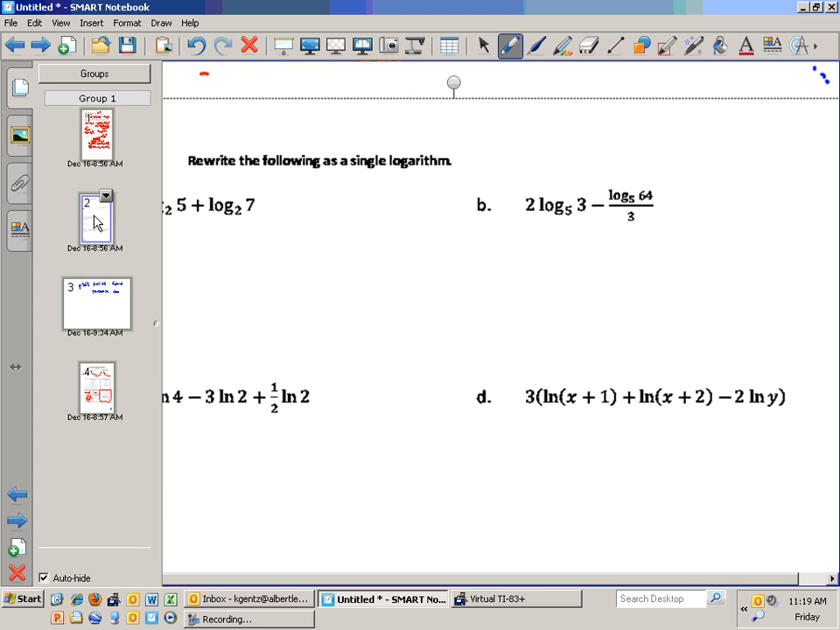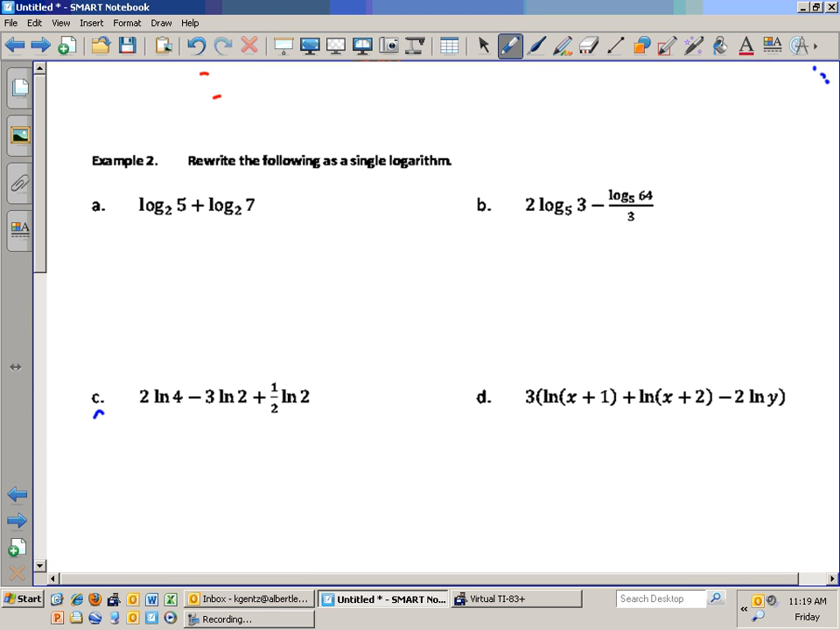Okay. So, all right, let's do the opposite. Rewrite it as a single logarithm. So log base 2 of 5 plus log base 2 of 7 would be log base 2 of 5 times 7, which is 35. There you go. That's not too bad, right?